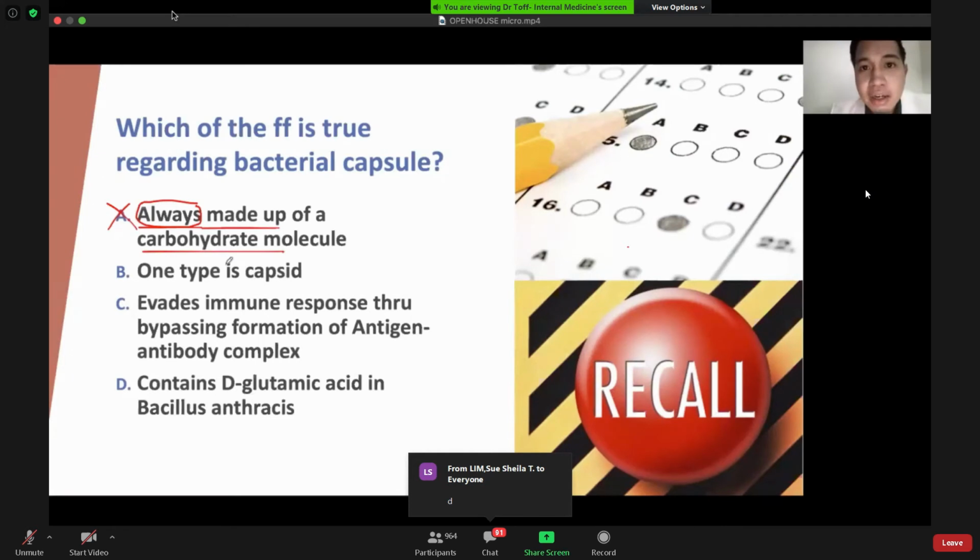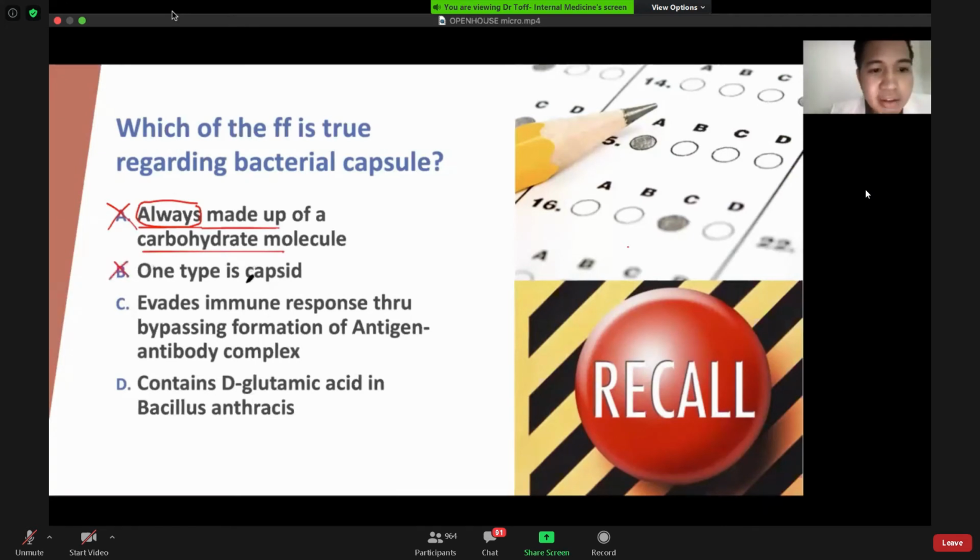B, one type is capsid. Is this correct or not? Not. Remember that capsid is in viruses, right? It's not in bacteria. Letter C, evades immune response through bypassing formation of antigen-antibody complex. Most of the students answered this. Kasi, uy, ang dali ng board, sagutan ko siya. They answered letter C. And that is wrong. Why? Because it does not evade the formation of the antigen-antibody complex.